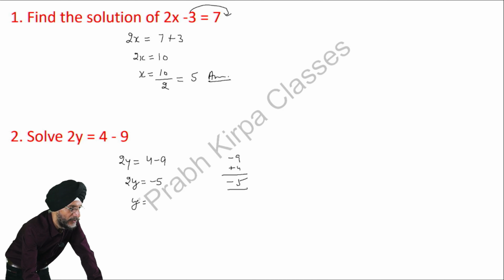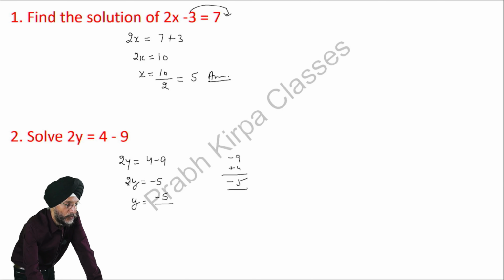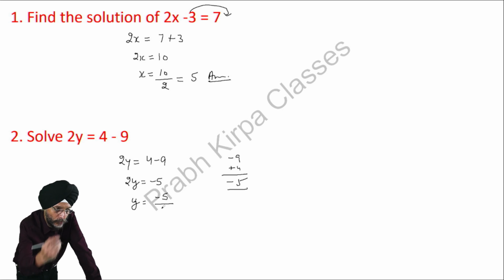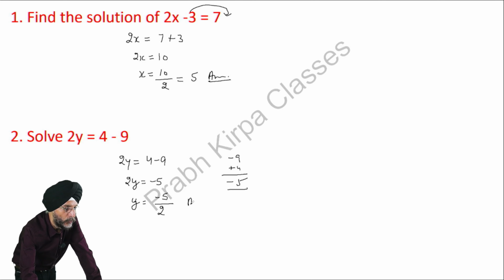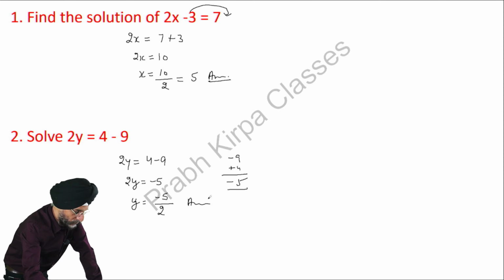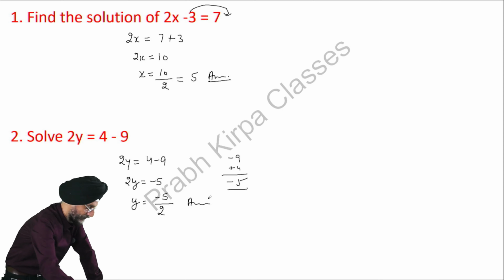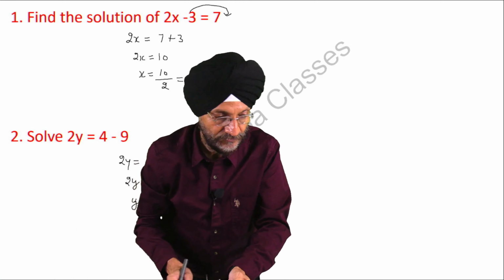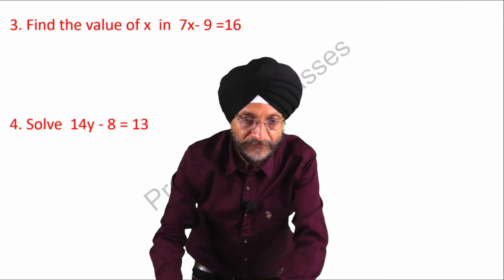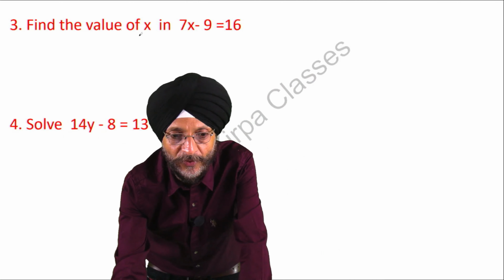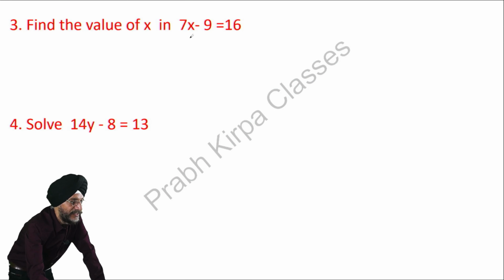So y is equal to, as you know, from here 2 will go to the other side, on the lower side. So y is equal to minus 5 over 2. Now the next question before us: we have to find the value of x in 7x minus 9 is equal to 7.